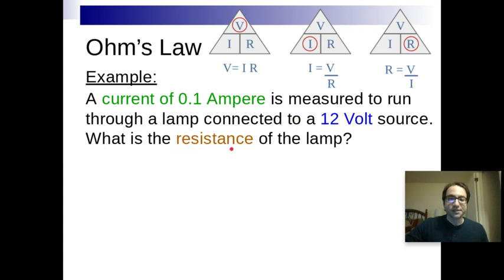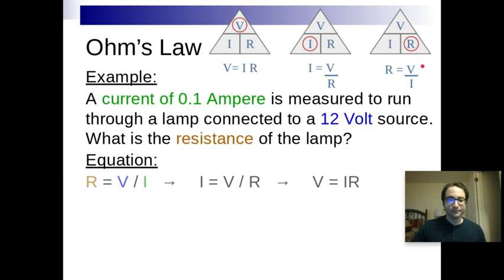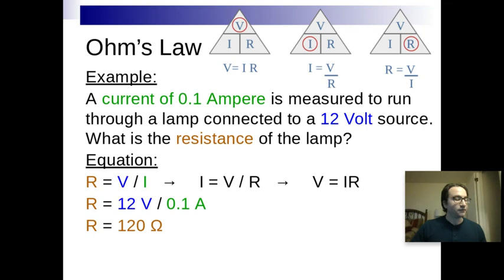We're looking for resistance. So let's use the third version of the equation here. We're looking for R. Already tells us what to do. We take the voltage and divide out the current. So 12 over 0.1, that'll give us a resistance value of 120 volts per amp, or you could say 120 ohms.